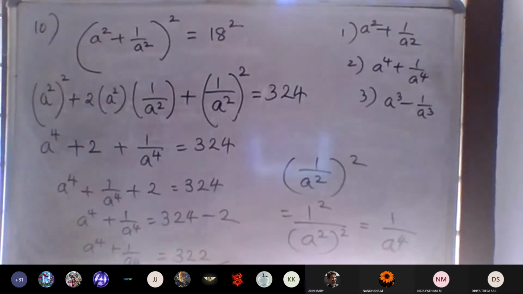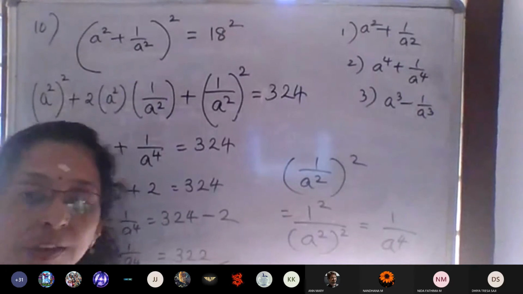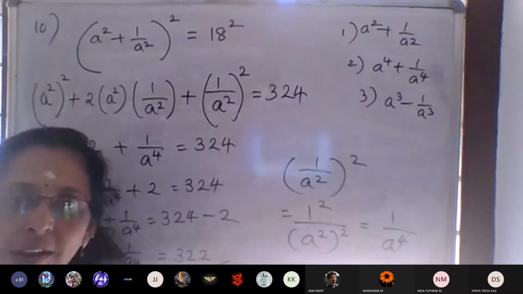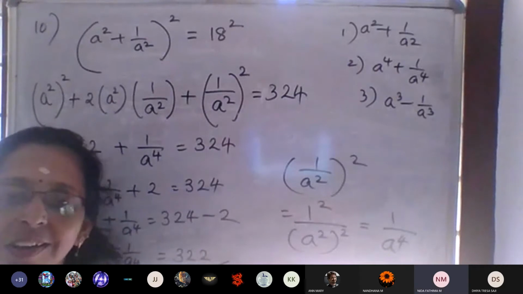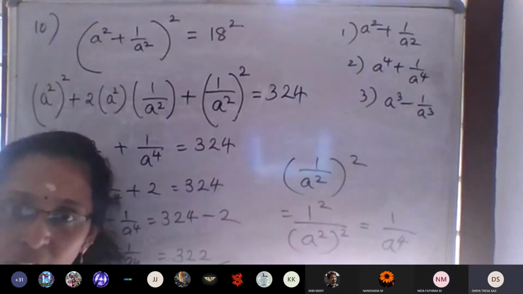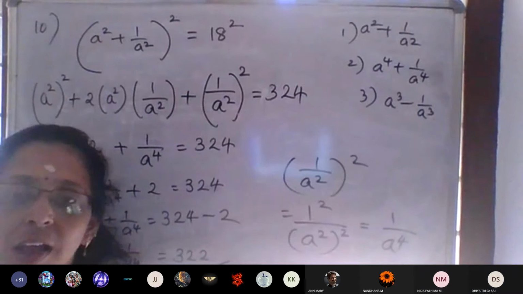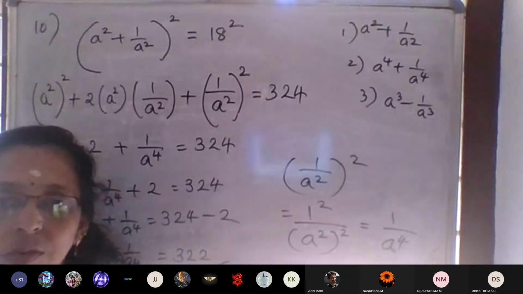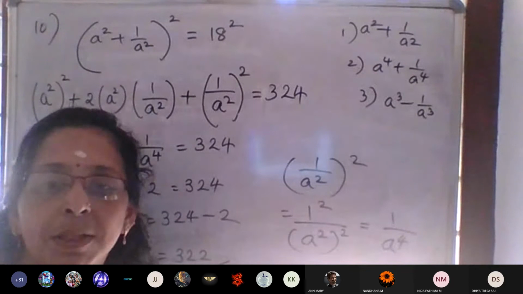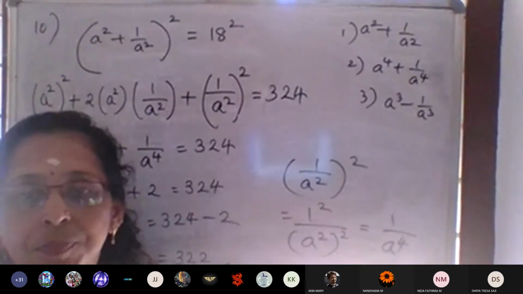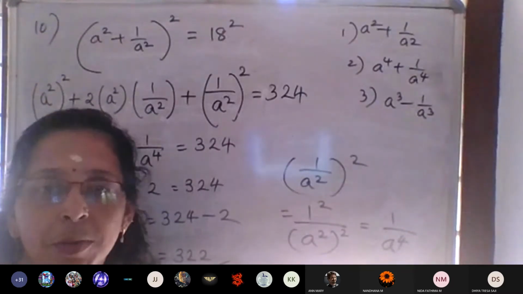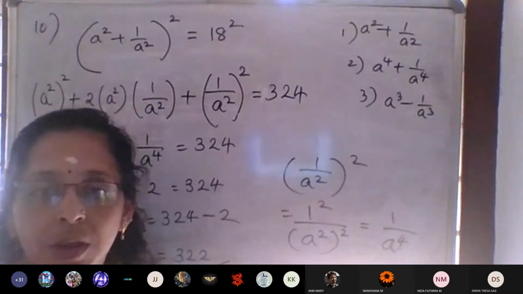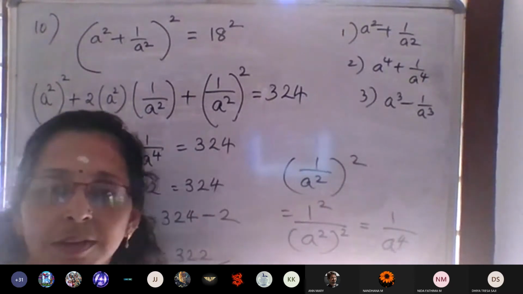These questions you can do using formulas. We studied 10 or 11 formulas, and we can do it that way. But I am following this method, because if all questions are done in one method, it will be easy. Otherwise, one formula for cube and another formula for square, so it will be difficult.